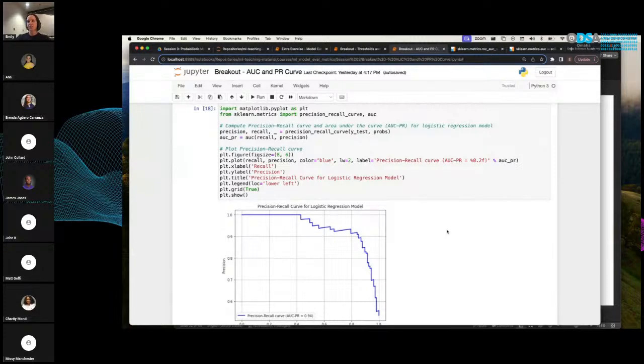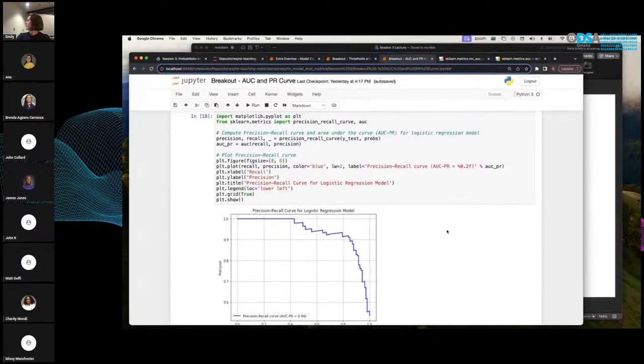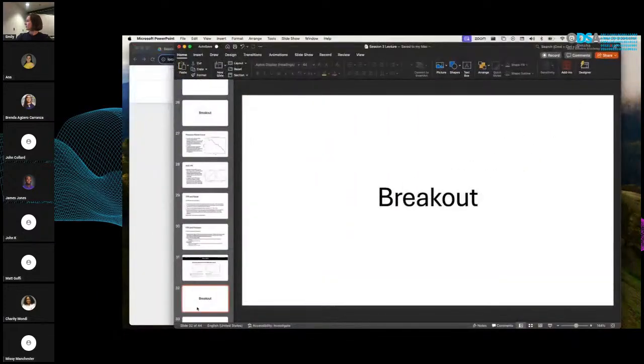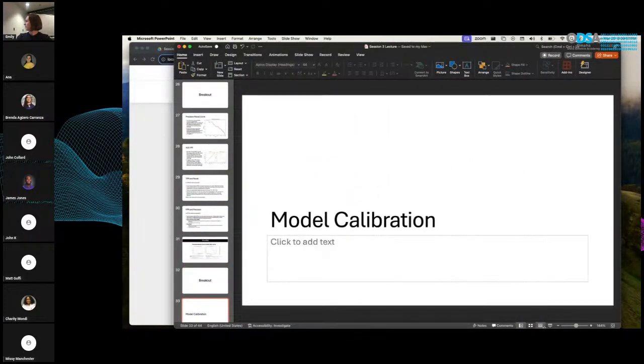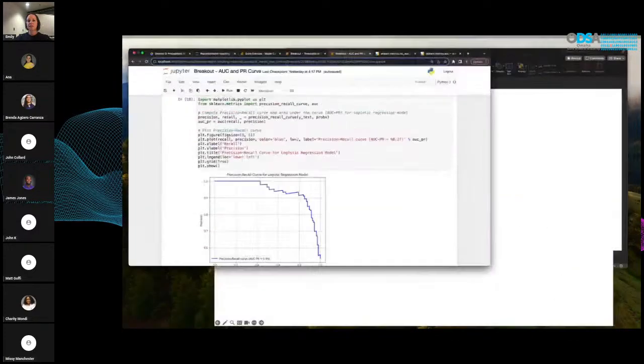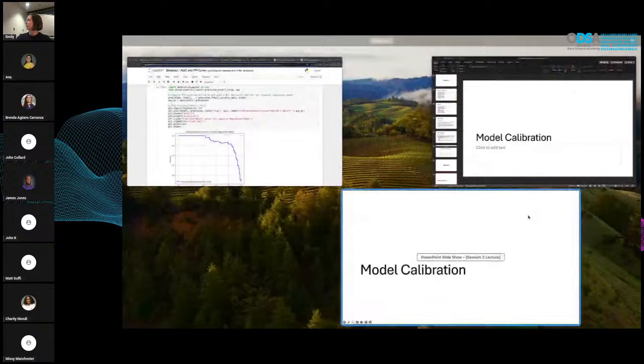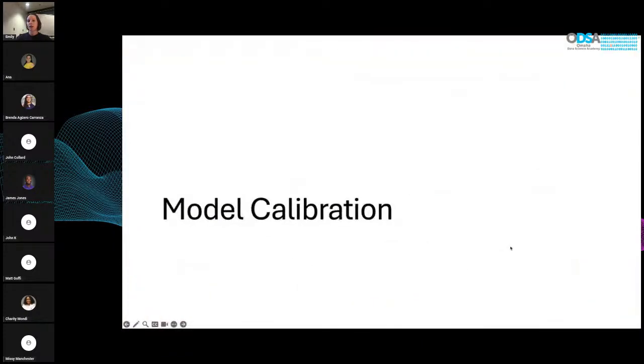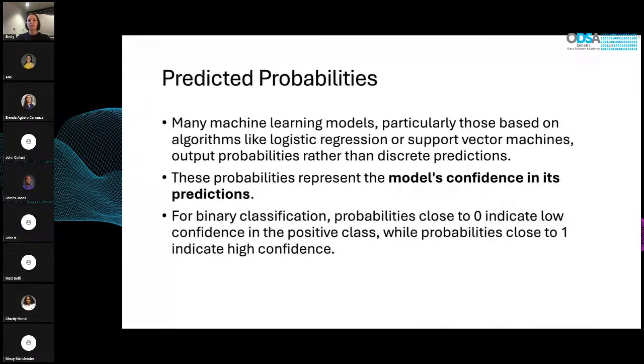All right, I think we're going to close out the evening here with model calibration. So we've sort of been building to this topic. We've been talking about model probabilities, and we've been talking about thresholds and all these different things. Taking one step back here before we dive into model calibration, just to understand what is a probability. We touched on this at the beginning, so I'm coming full circle here now.